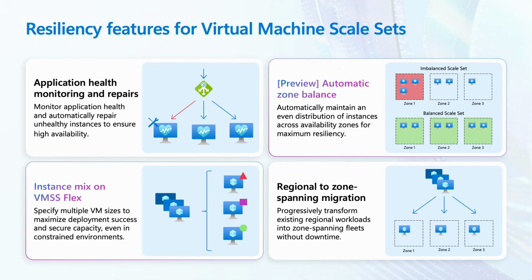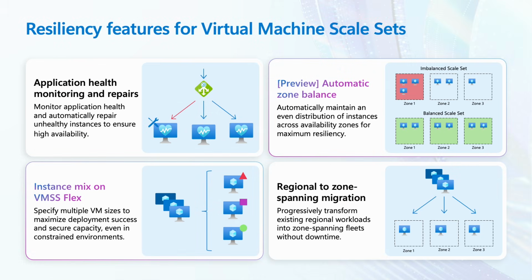This feature actively monitors your scale set's zone distribution. If an imbalance is detected, the scale set will automatically redistribute instances across the selected zones, helping your workload maintain an optimal resiliency posture.